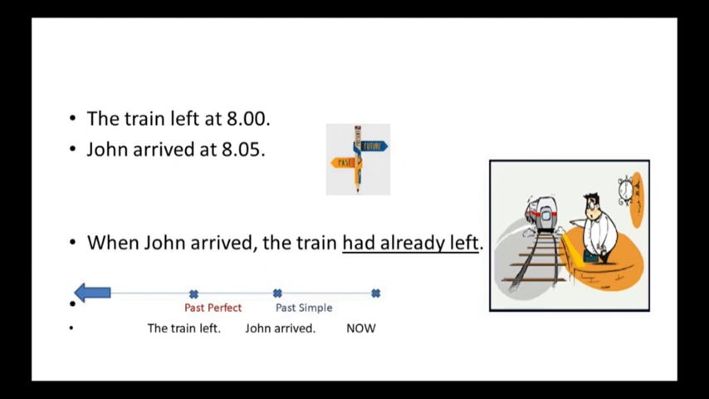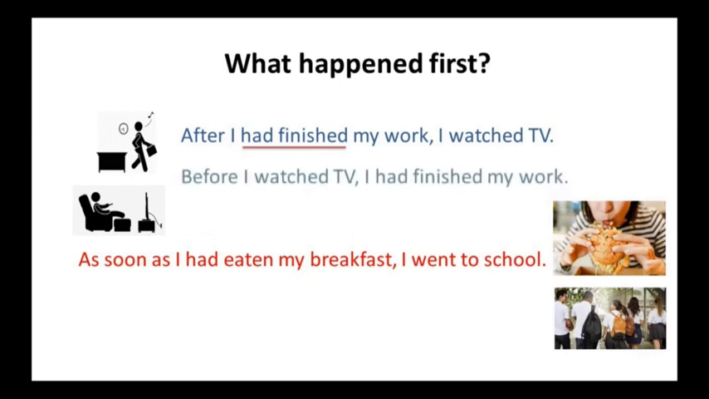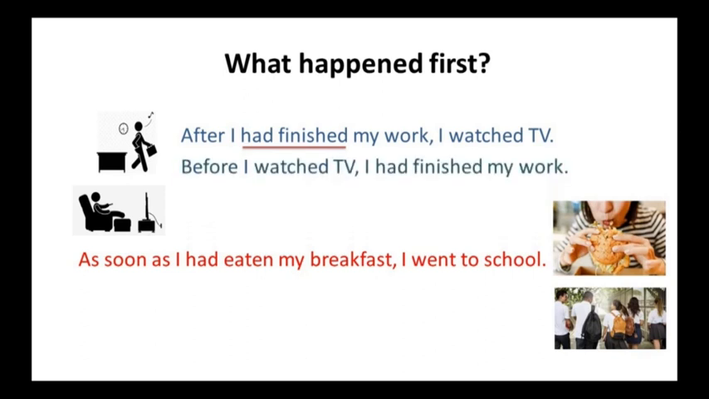Now look at the timeline below. Now is present state, and everything that happened before now is in the past. And you can see that the train left is the action that happened further in the past. Look at these examples. 1. After I had finished my work, I watched TV. What happened first? Yes, that's right. I had finished my work. Or you could easily say, before I watched TV, I had finished my work. The meaning is the same.